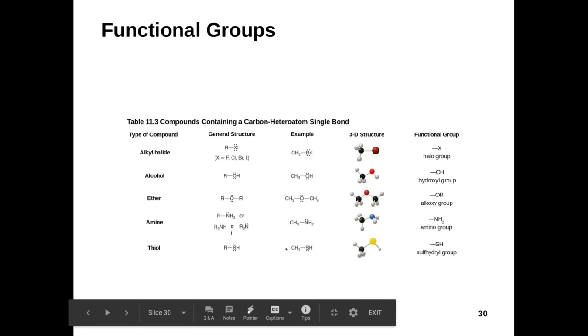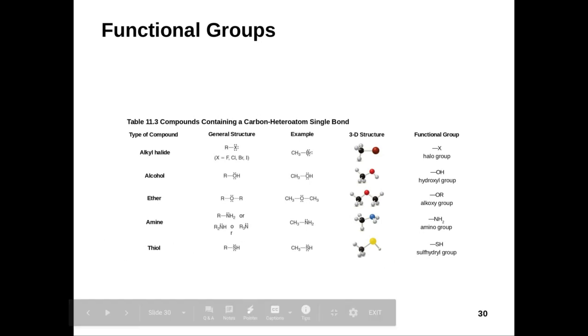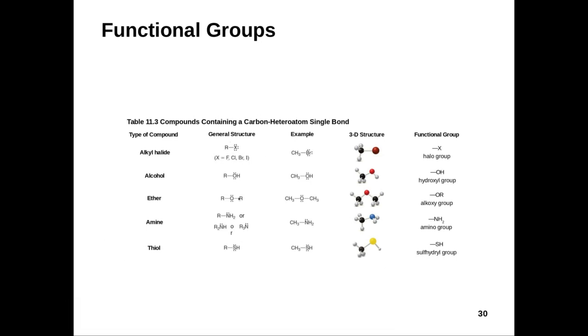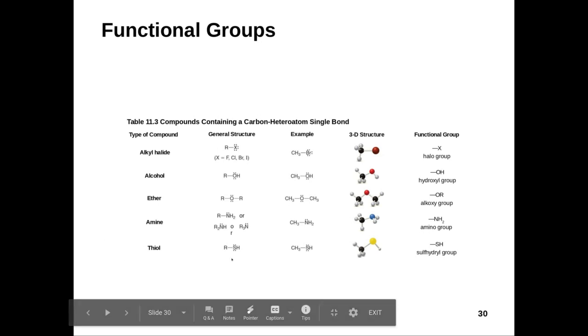Sulfur, in this case, we have CH3 bound to an SH. This is its structure, and it's called a sulfhydryl group. So lots of them are pretty easy to spot. Alcohol is classic by OH, an alkyl halide, classic with one of our halogens. Amine, classic with the nitrogen. A thiol, classic with the sulfur.